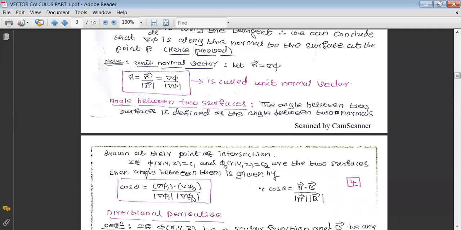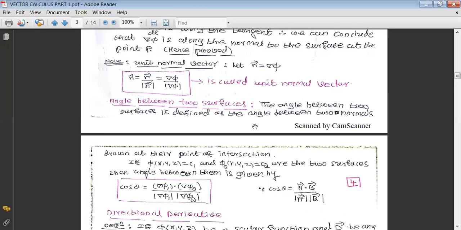Now with this, suppose you want to find the angle between two surfaces, and theta is the angle between the two surfaces. Then the angle between the two surfaces is defined as the angle between the two normals at their point of intersection. Just from geometry we can recall, if you want to define the angle between two curves, we say that the angle between two curves is the angle between the two tangents drawn at their point of intersection.